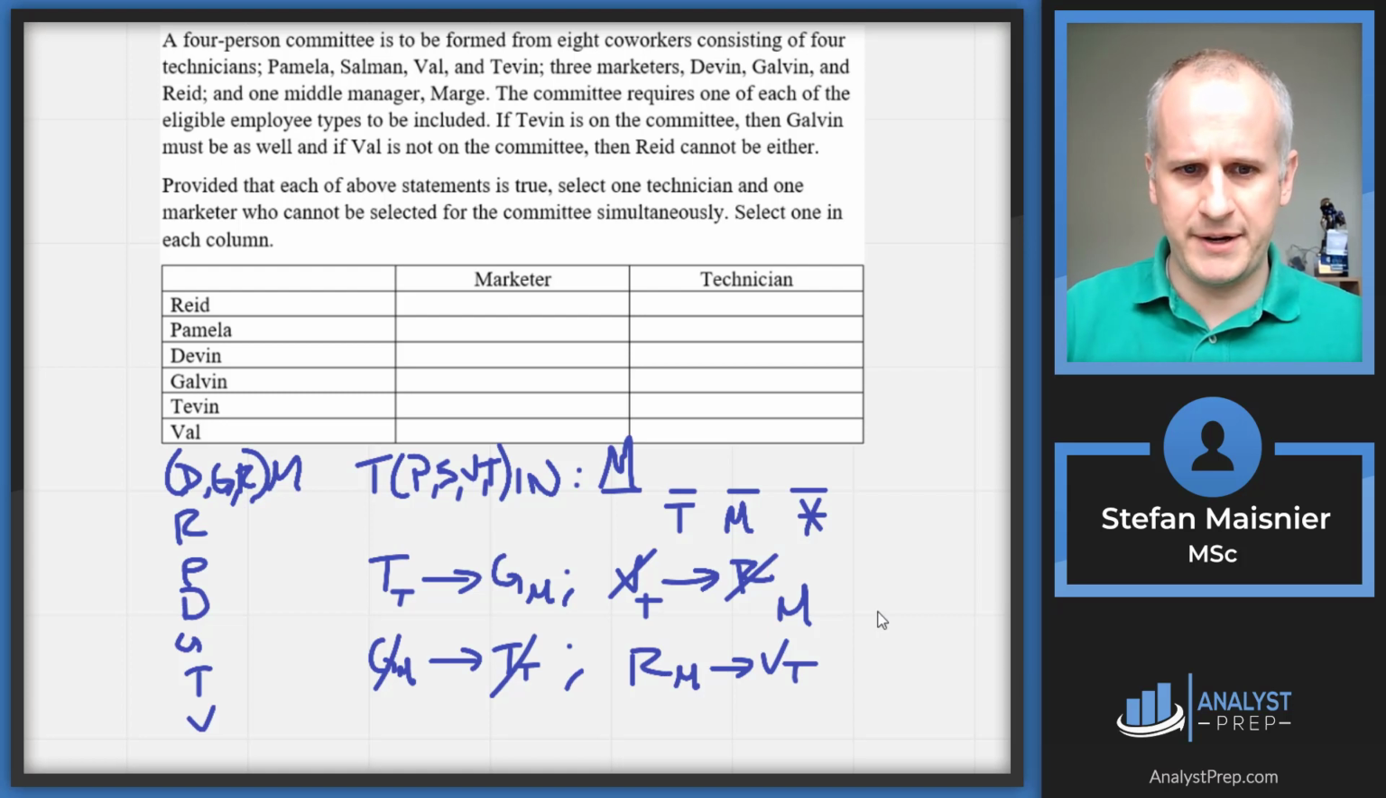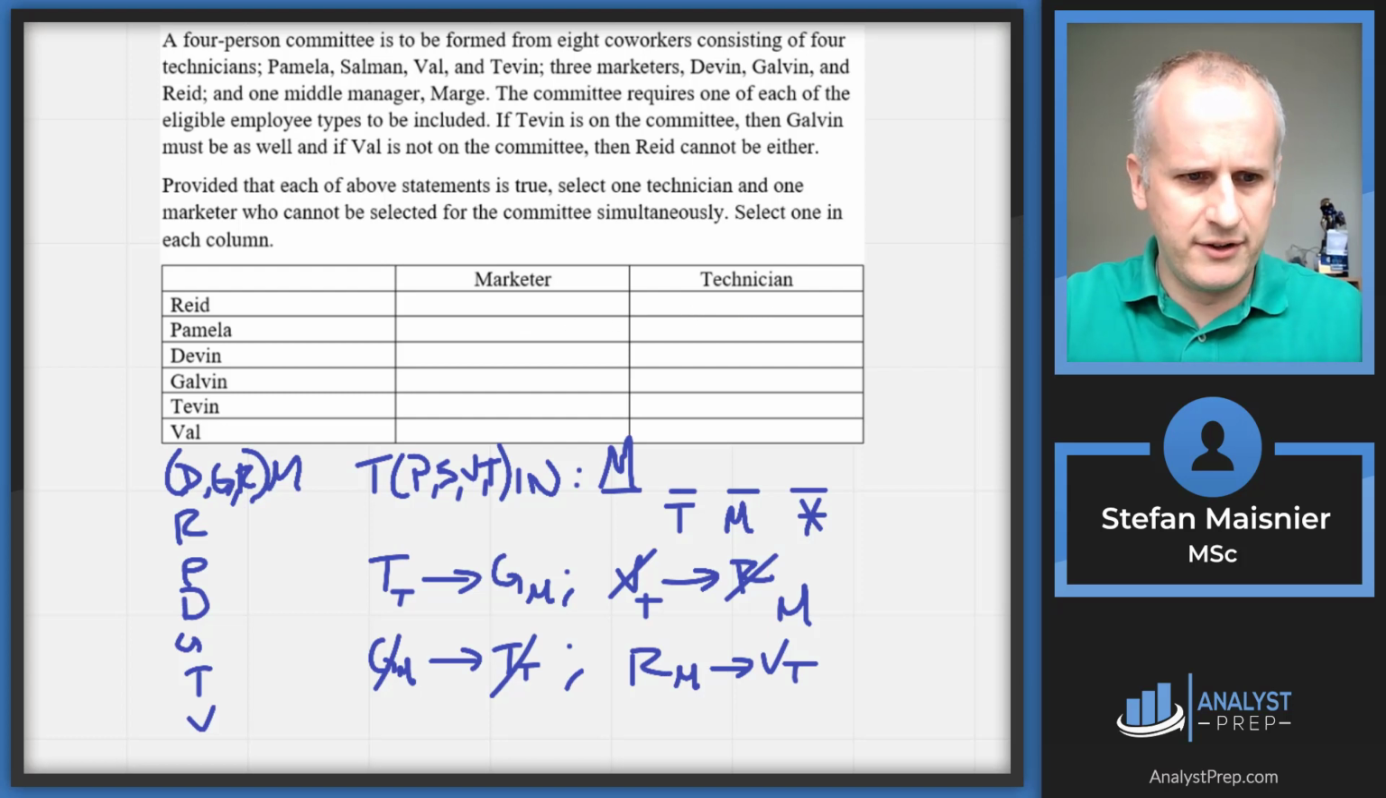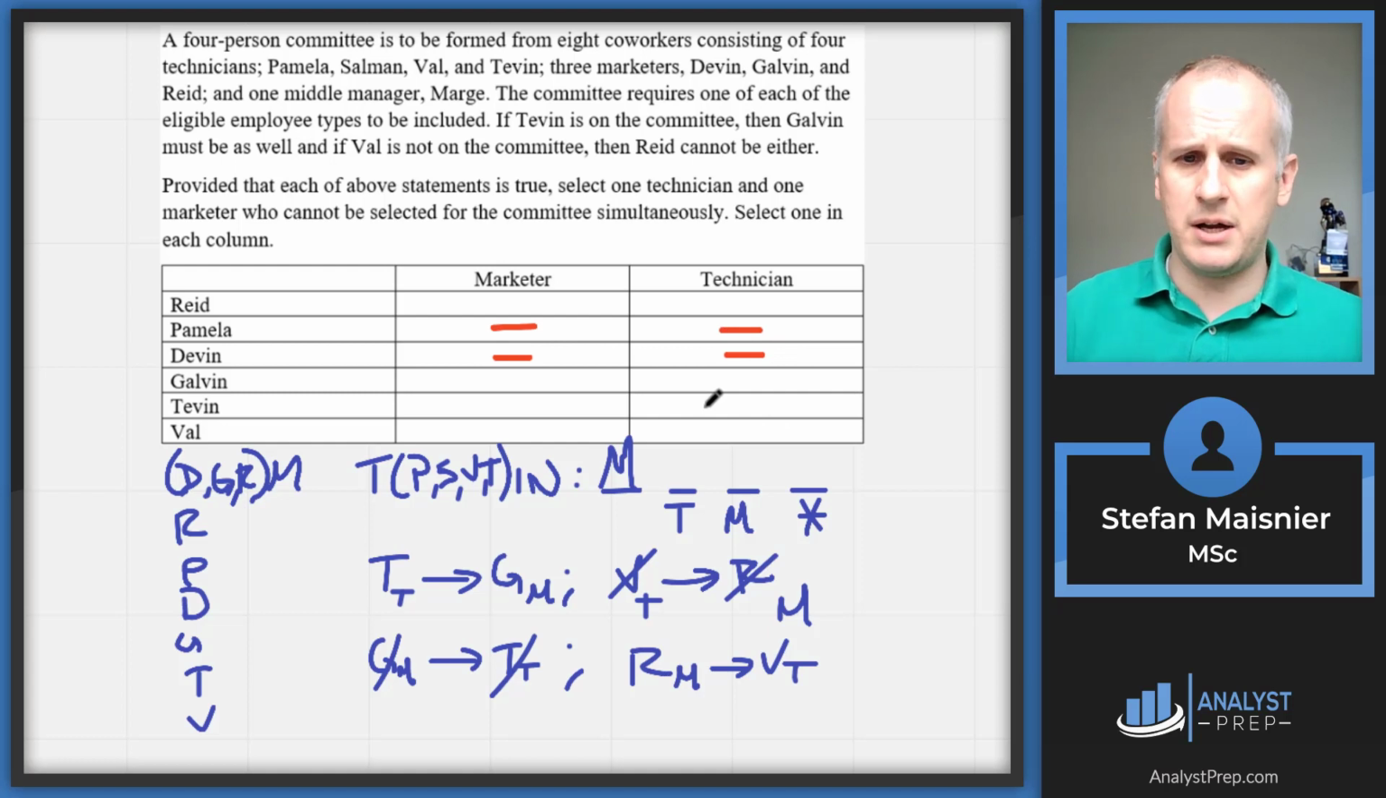Well, let's first eliminate from consideration anybody who's not in any of these rules. So we definitely have R in the rule, but P is completely unencumbered. And P, of course, is a technician. So that means that we neither have P as a technician or as a marketer. She is completely irrelevant to the problem because she's not involved in these rules at all. Similarly, so is Devin. Devin has no impact on anybody. Devin can do whatever Devin wants to do. So we've got to focus on Reed, Galvin, Tevin, and Val. So R, G, T, and V.